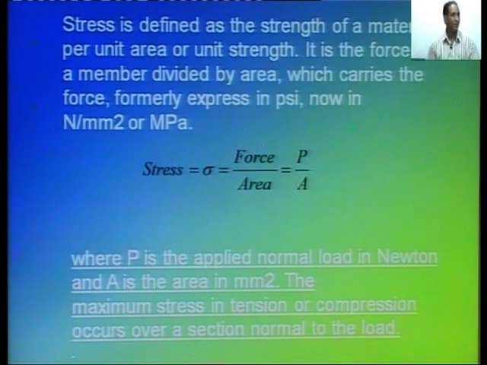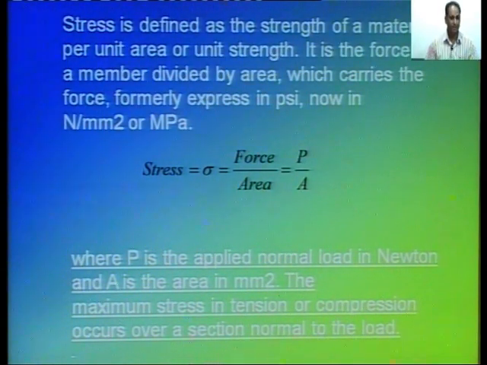So, I have defined stress. Stress is defined as the strength of the material per unit area. It is the force on a member divided by the area. Force means the load acting on the body or a member. So, it is the force on a member divided by the area which carries the force, formally expressed in psi, or now in Newton per square mm or megapascal.